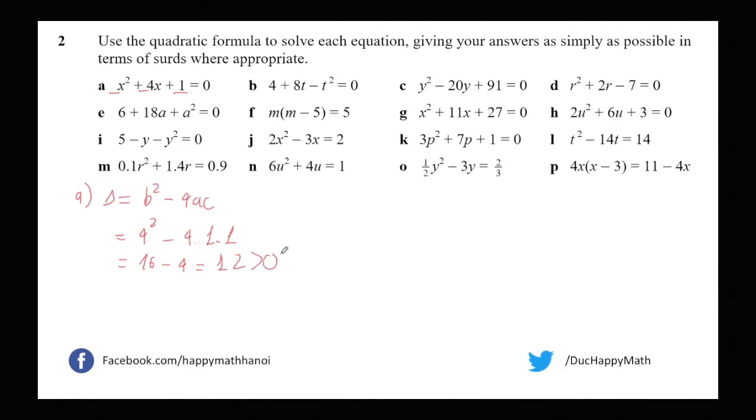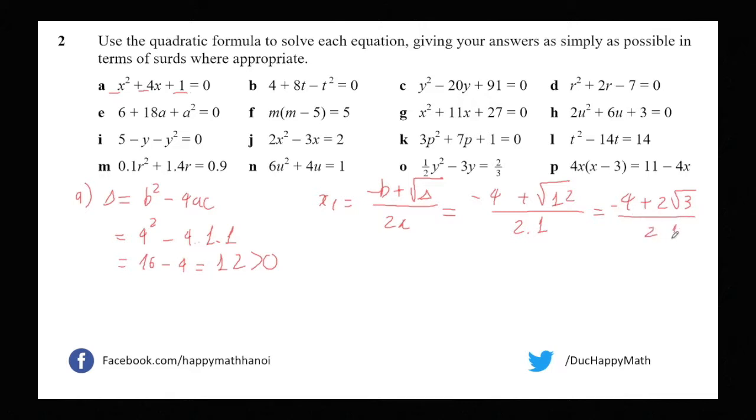This 12 is greater than 0, so the value of x1 will be minus b plus square root of delta divided by 2a. So this means minus b plus square root of 12 divided by 2a. This means 2 times 1. And then you will get minus 4 plus 2 square root of 3 over 2 times 1.